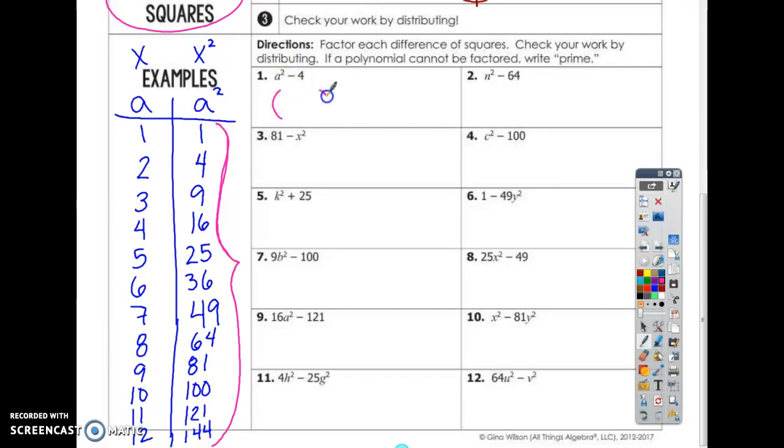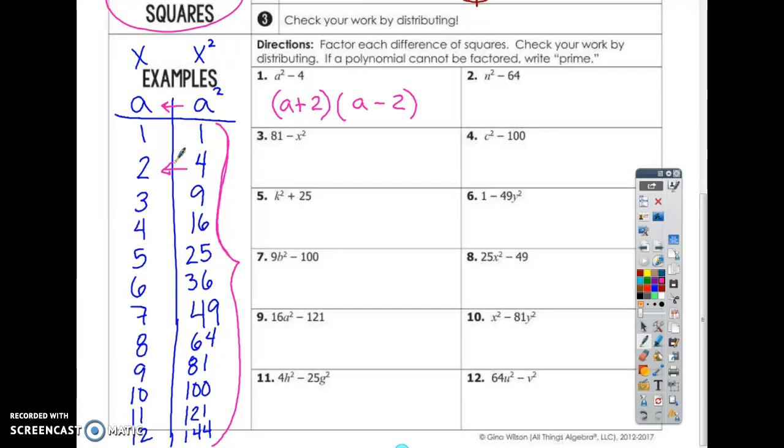So then I'm going to do 2. One's a plus, one's a minus. What's the square root of a squared? The square root of a squared is just a. So a here, a here. What's the square root of 4? 2. 2 here, 2 here. We're done. That's the answer. You factored them.